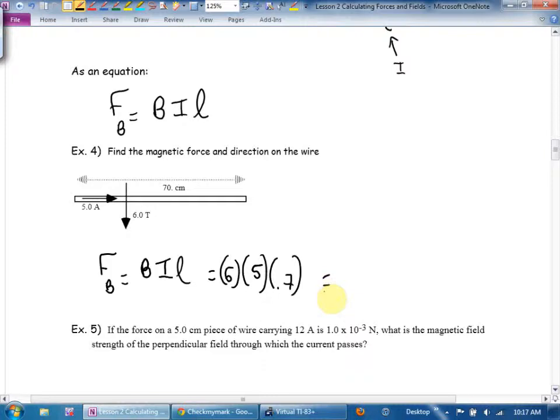30 times 0.7? I don't need a calculator for this. I think the answer is 21 newtons. And Yan, I did it in my head. Yeah, is it 21?